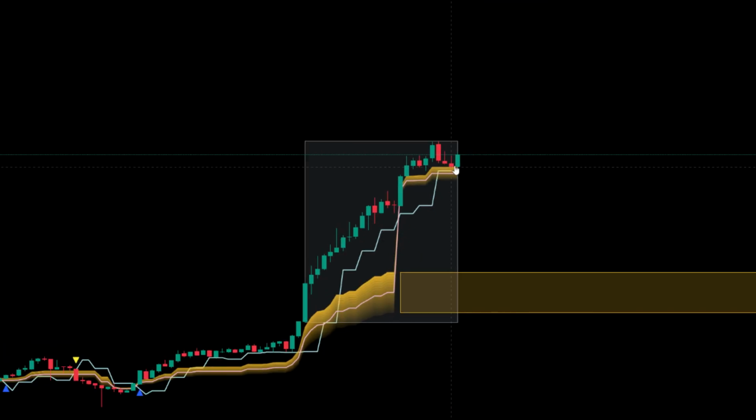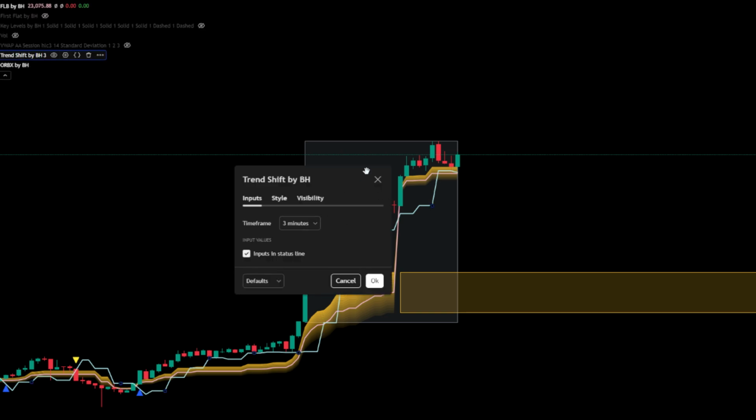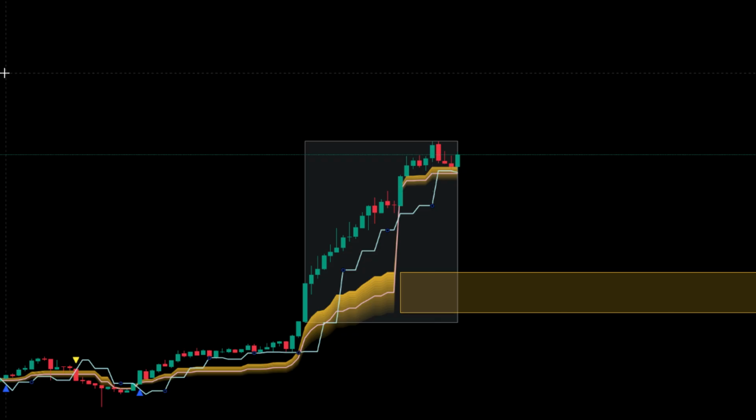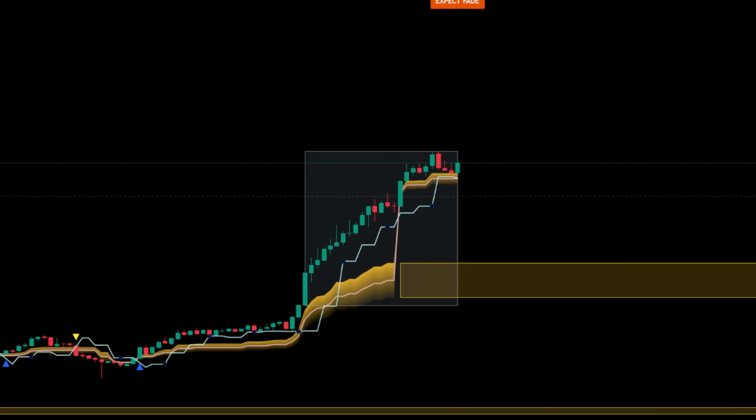I'm going to use the first light beacon and the trend shift right here. So here's our trend shift line right here. I got it set to 3 minutes. I'm using a 1 minute chart. We got a 45-minute first light beacon, and the ORBX is this thing right here.